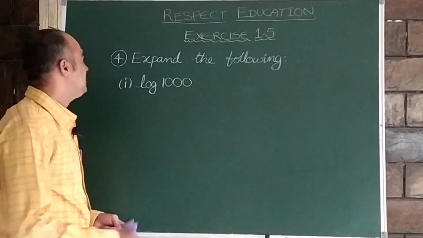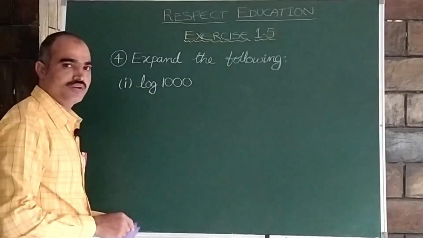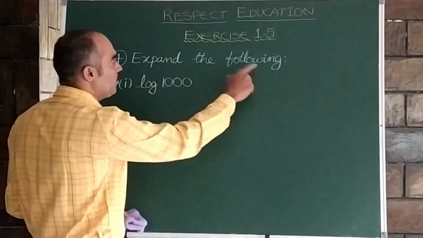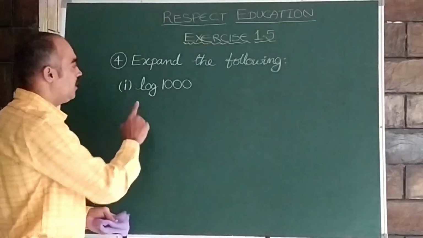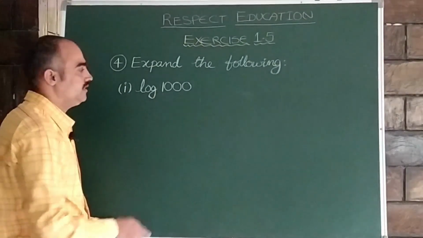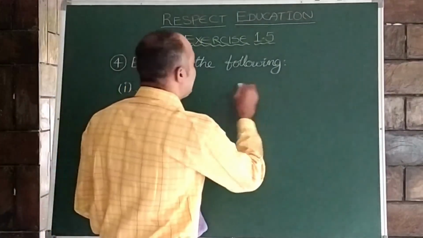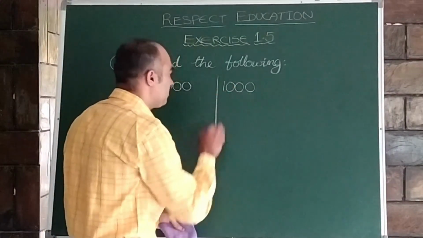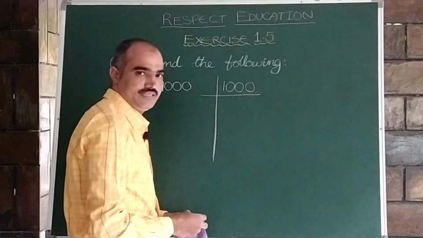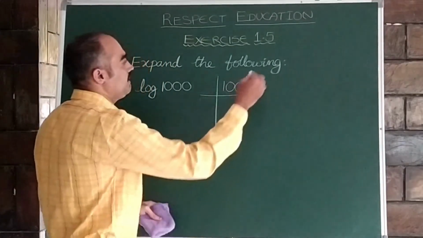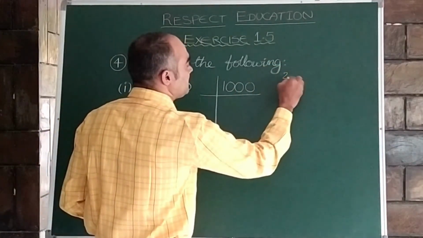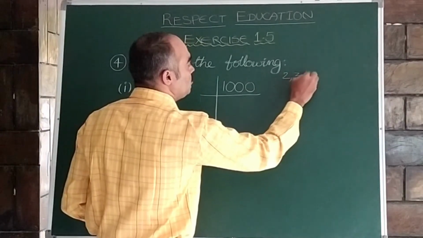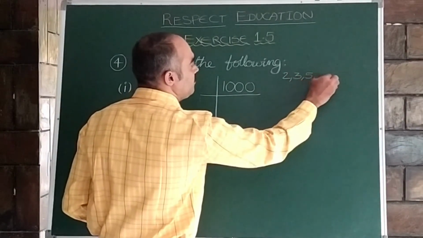Let us see next question, that is question number 4. Expand the following. First bit, log 1000. So here let us take 1000 and we are going to write the prime factorization. See children, here prime factors, least prime factor is 2, next 3, next 5, so on.